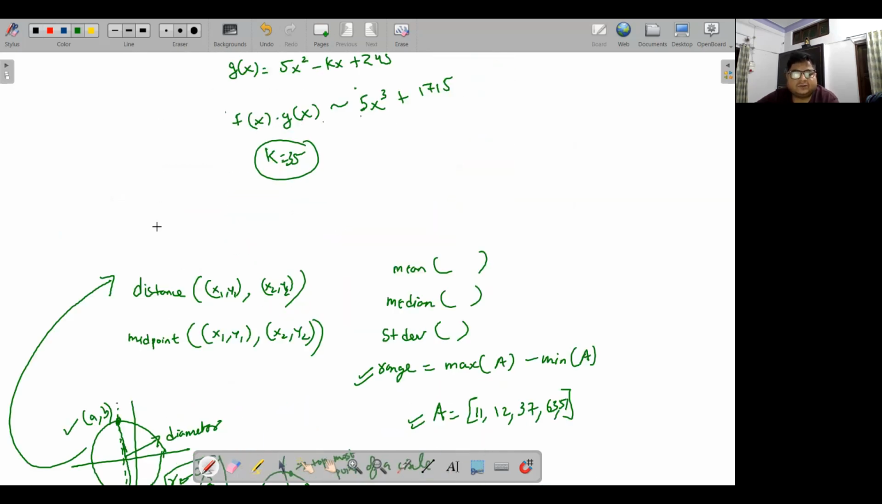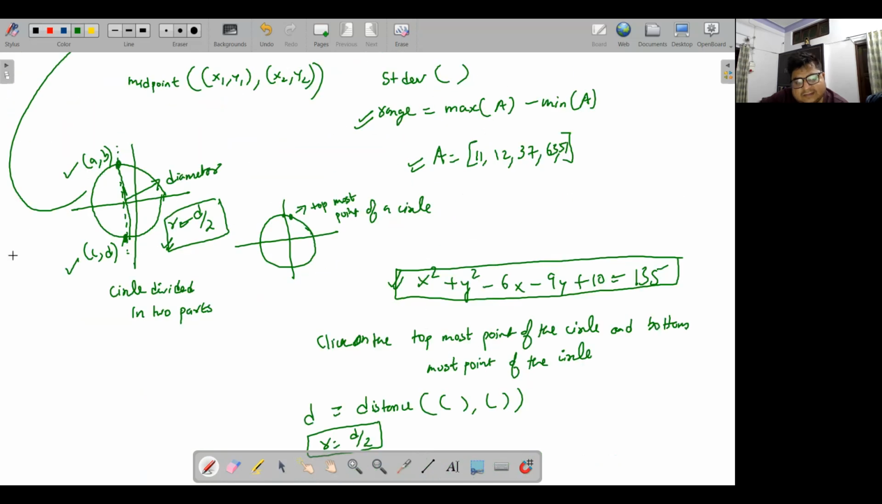We learned how to find the distance and the midpoint, how to find the mean using Desmos, median using Desmos, and standard deviation using Desmos. We know that range is maximum of A minus minimum of A, and A is an empty list where you need to insert the numbers so that it can automatically get the maximum value of A and then the minimum value of A, and you can subtract it, you will get the range.